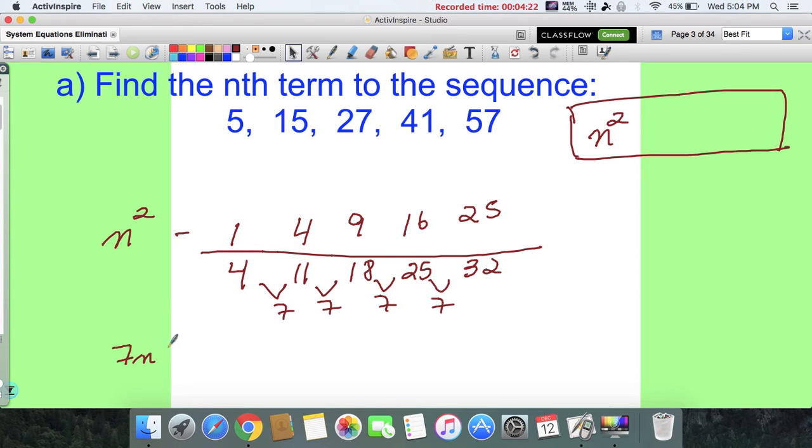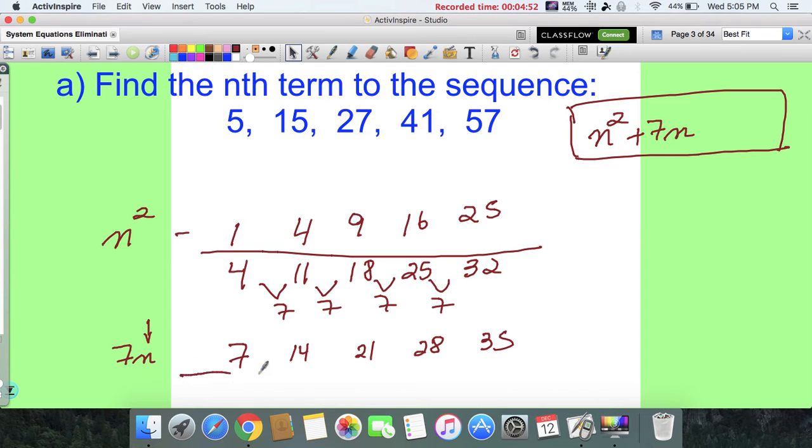So the first term in a 7n sequence would be, well, if I substitute here with 1, I would get 7 times 1, which is 7. If I substitute with 2, I would get 14, right? So the 7n sequence is 7, 14, 21, 28, 35, etc. So now I know two things: that there's a quadratic sequence, and there's also a linear sequence in here, and that's going to be called 7n.